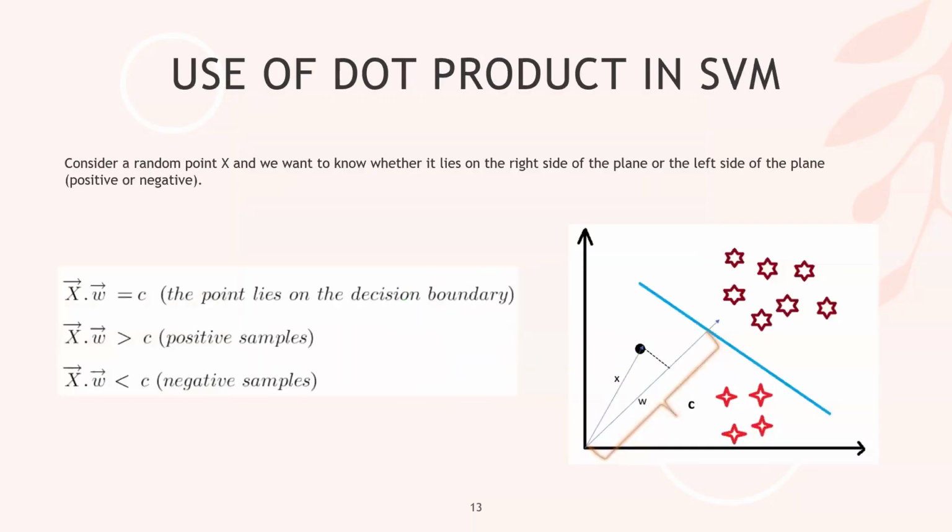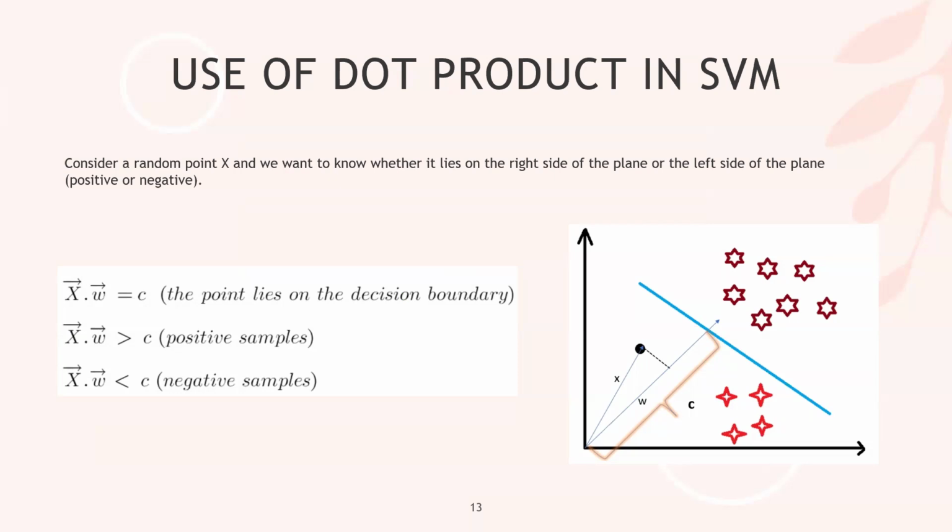Now, the use of dot product in the SVM. Let's discuss how this dot product helps SVM to design a hyperplane. Consider a point X, and we want to know whether it lies on the right side of the plane or the left side of the plane. Here you can see the black point is represented as X, and we need to draw a perpendicular line to it, which is W. From that, here are the equations you can find.